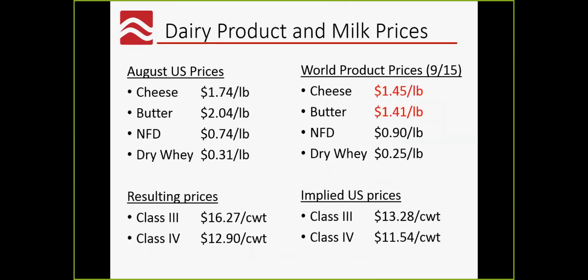Dairy product milk prices. These are the August prices that NASS reported. Cheese $1.74 for the United States. Butter $2.04. Non-fat dry milk 74 cents. Dry whey 31 cents. That's really low. That's cheap protein.